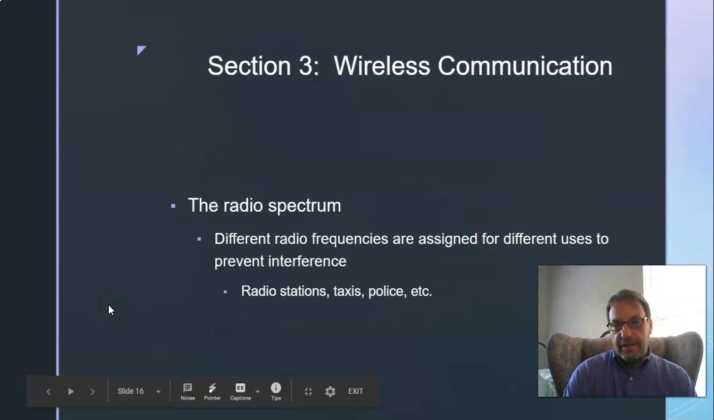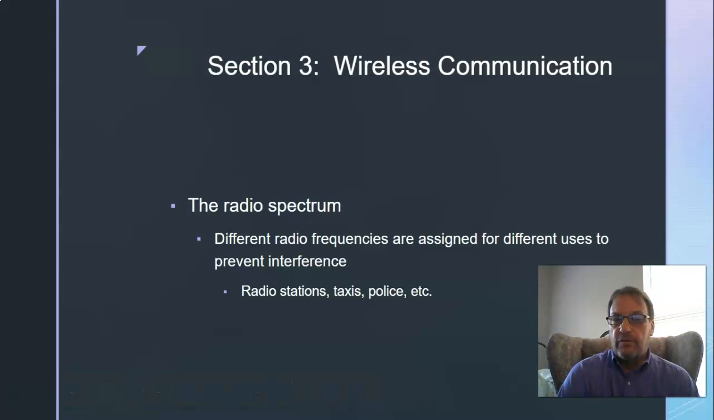If we think about the radio spectrum, the different radio frequencies are assigned for different uses to prevent interference. You have radio stations, taxis, and police use different bands. There's even a citizens band radio, sometimes called the CBs, that the truck drivers used. I don't know if they still do.